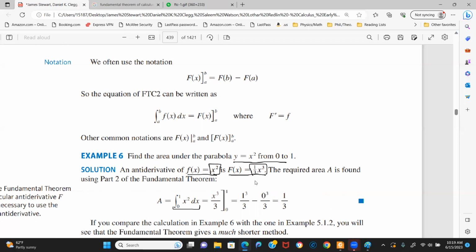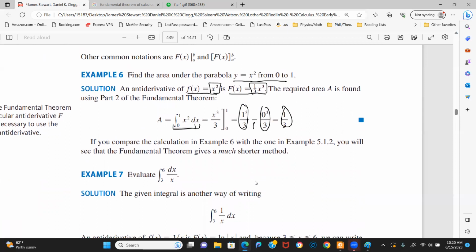And so now this integral will just be, you evaluate the antiderivative at 1. So you have 1 cubed over 3 minus 0 cubed over 3. So it's going to be 1/3. And that's exactly what we found when we went through that example, I think in the first section. And again, it wasn't terrible, but it was a lot more work than this.